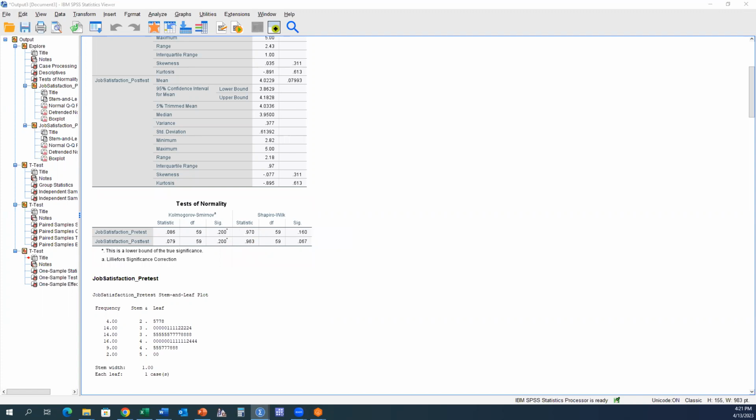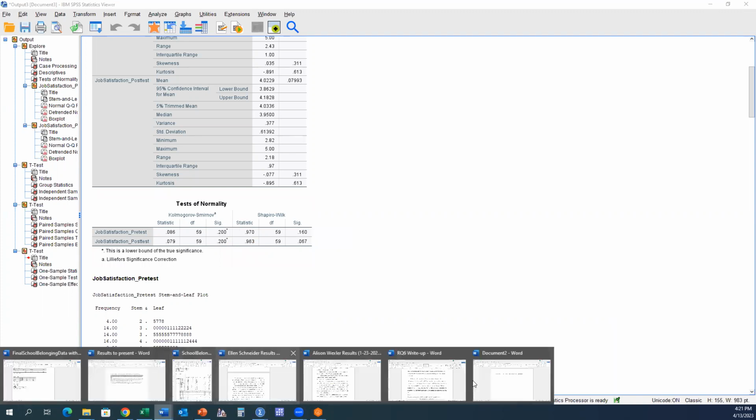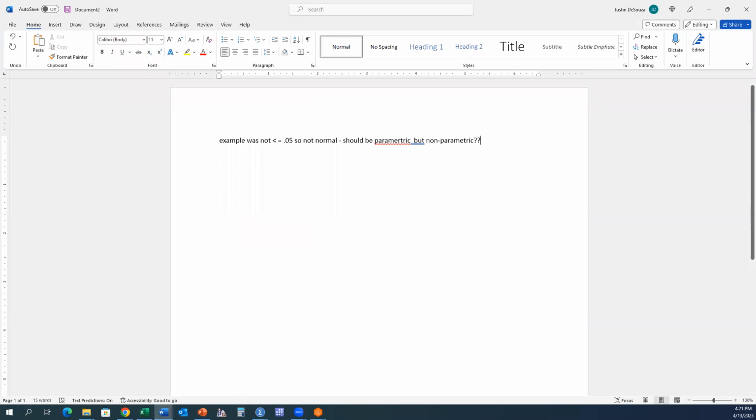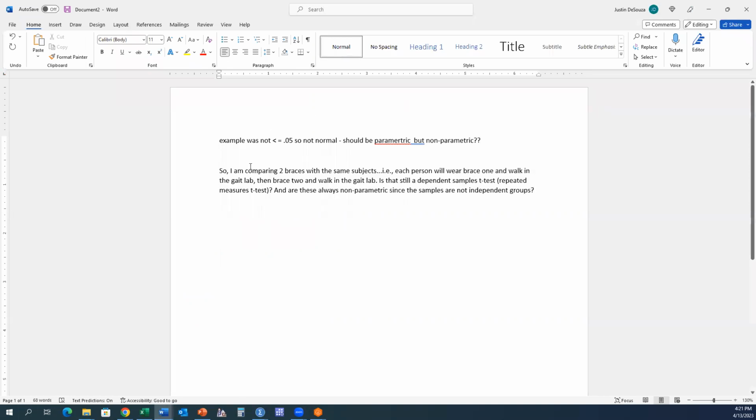Okay, we have a question from Teresa. So I'm comparing two braces with the same subjects. Each person will wear one brace and walk in the gait lab, then brace two and walk in the gait lab. Is that still a dependent sample t-test? And are these always non-parametrics and the samples are not independent groups? Okay, so let's look at the first question here.